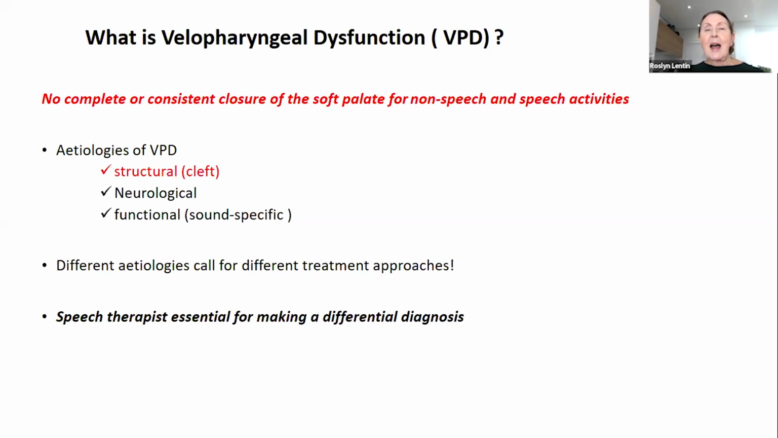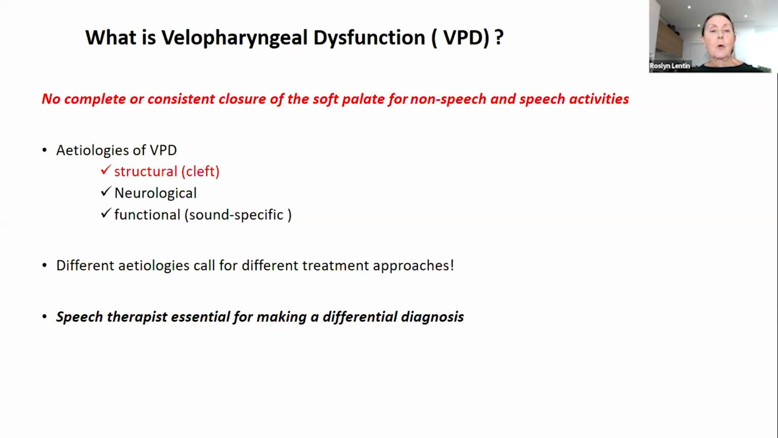Often you will see VPI, velopharyngeal incompetency. These terms are really interchangeable, and what it means is there is no complete or consistent closure of the soft palate for these speech and non-speech activities. There can be 3 causes of VPD. Of structural cause, and this is what we're talking about in the cleft palate, which means that once repaired, the structural cause of the VPD is the palate is moving well, but it's too short and cannot make contact with the posterior pharyngeal wall.